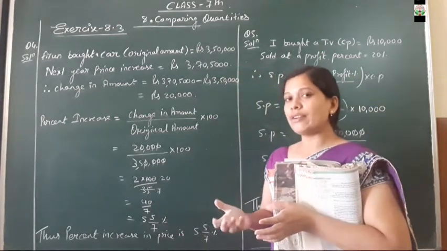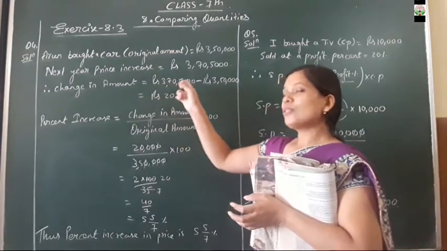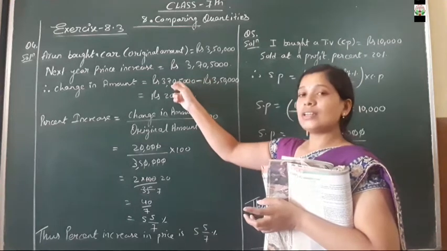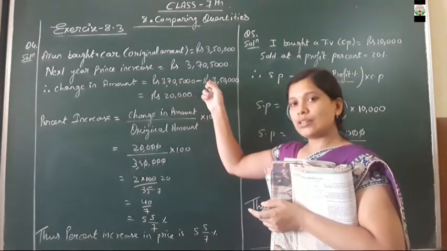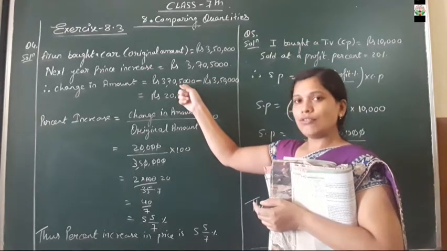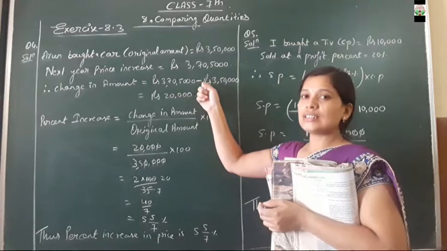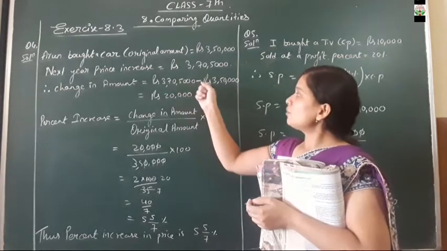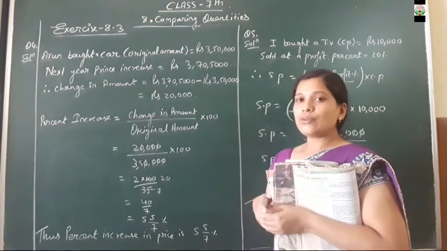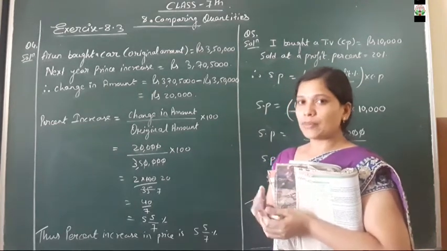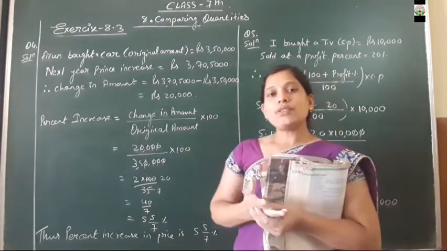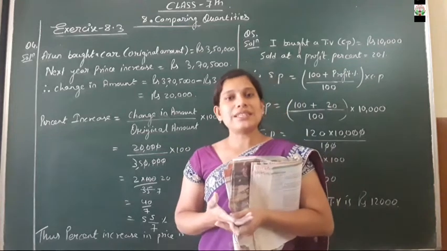How did we find it? The change in amount is equal to the increased amount subtracted by the original amount. The increased amount is 3,70,000, which will be subtracted by the original amount, 3,50,000. When we subtract the two values, the original and the increased value, we get the change in amount. So what is the change in amount? That is rupees 20,000.